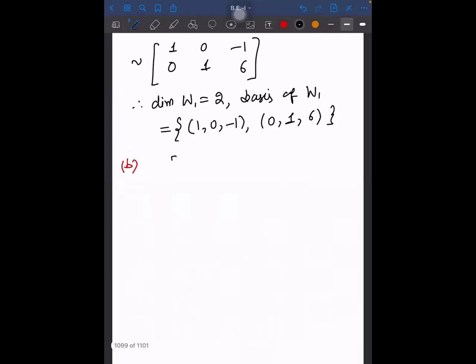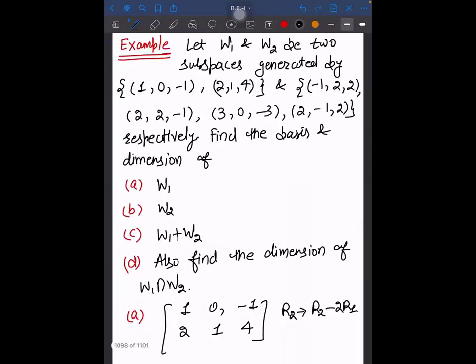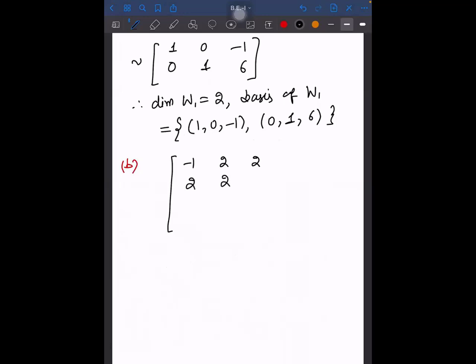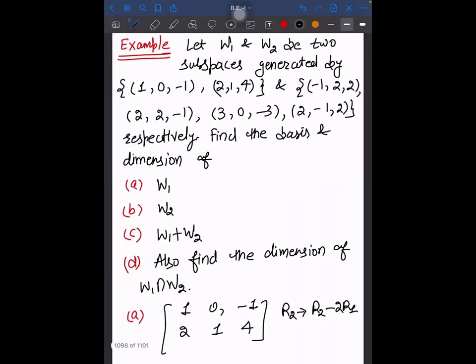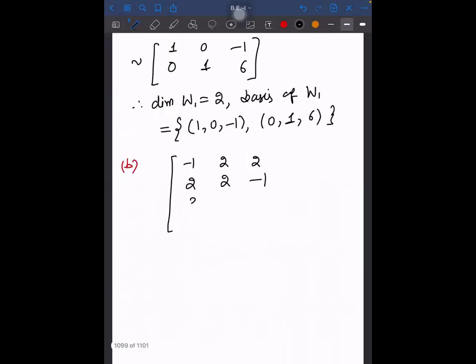So that is minus 1, 2, 2. Then 2, 2, minus 1. Next is 3, 0, minus 3. Then 2, minus 1, 2. Yes, are you with me on this?